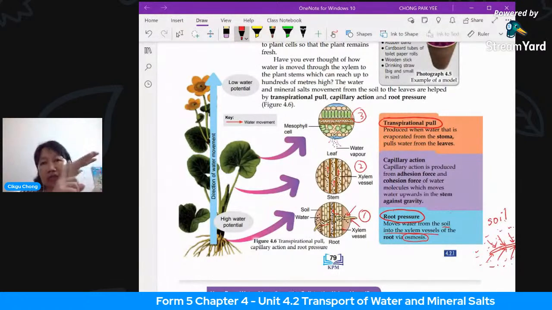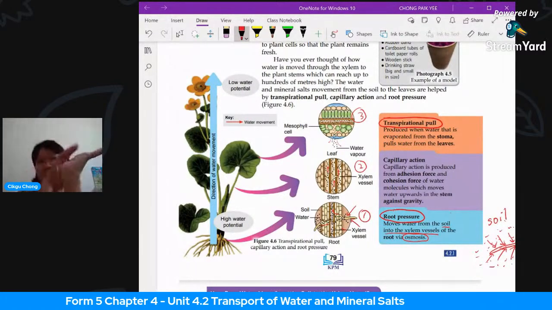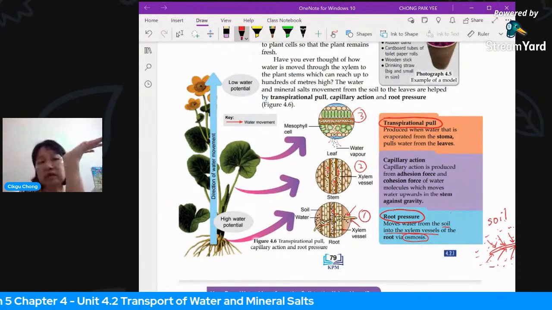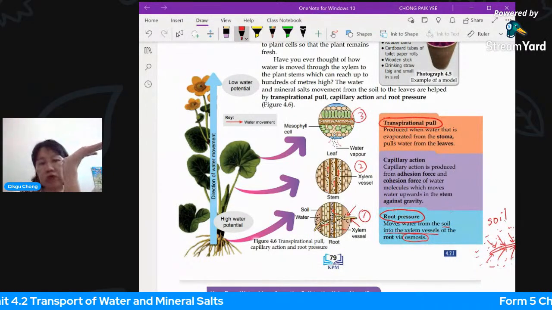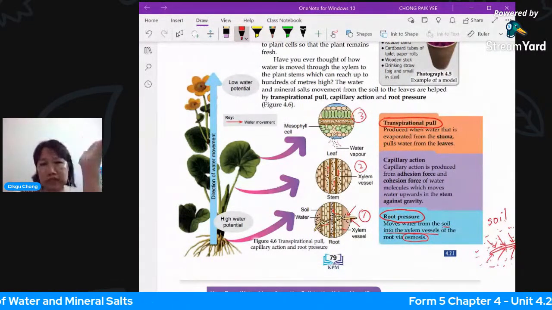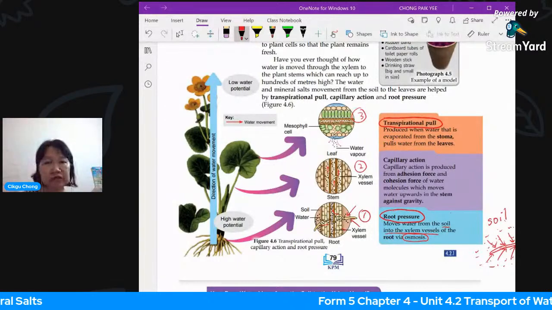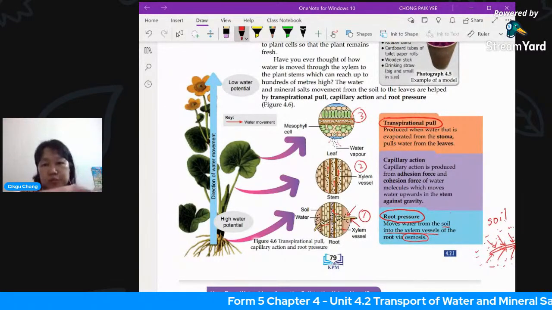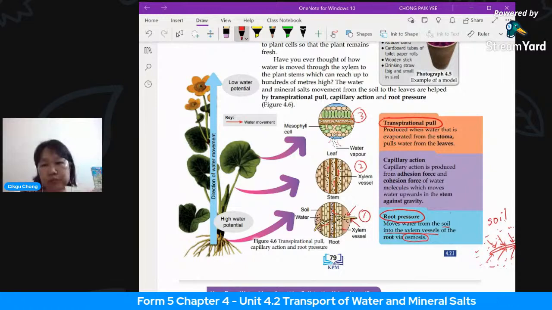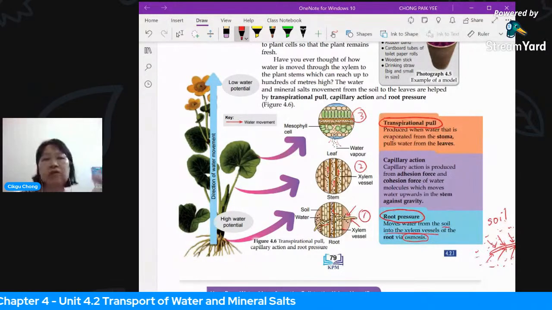So imagine this is the leaf. When there's less water here, the water from the stem will be pulled up to replace the water that is lost. So in the end, you will find all these three forces come into play in order to pull the water up from the roots, up to the stem, and up to the shoots. So all three must be mentioned.